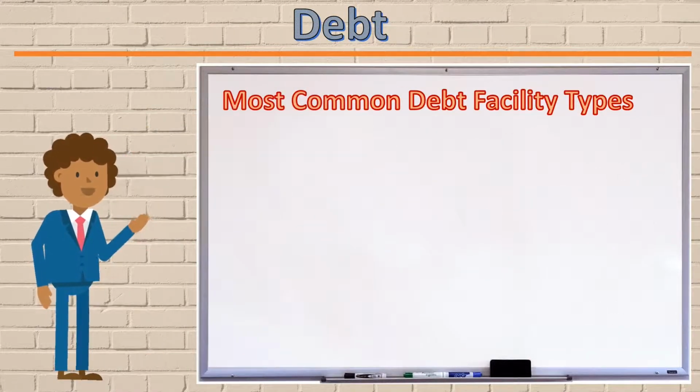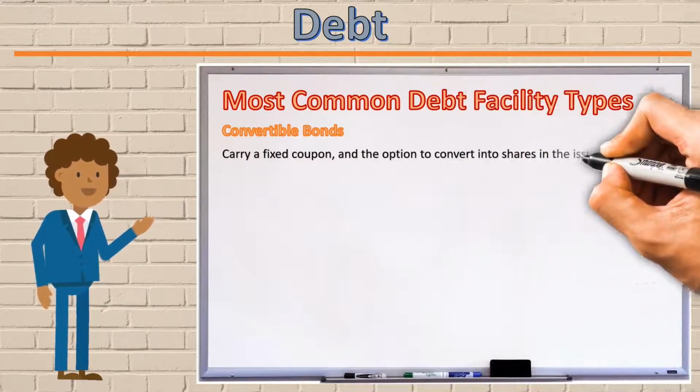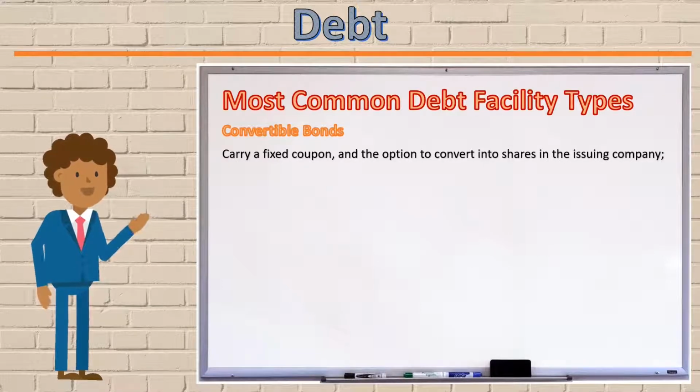Convertible bonds. These are corporate bonds that carry a fixed coupon. However, in addition, they also offer the bondholder, or bond issuer, the option to convert the bond into a set amount of shares in the issuing company.